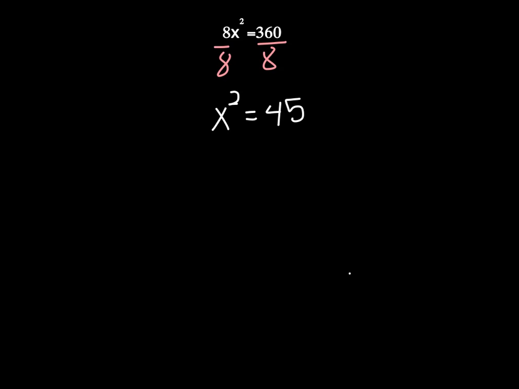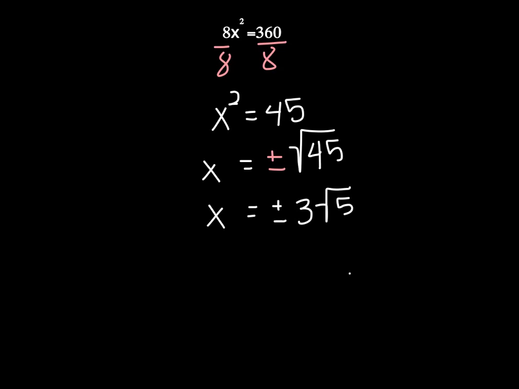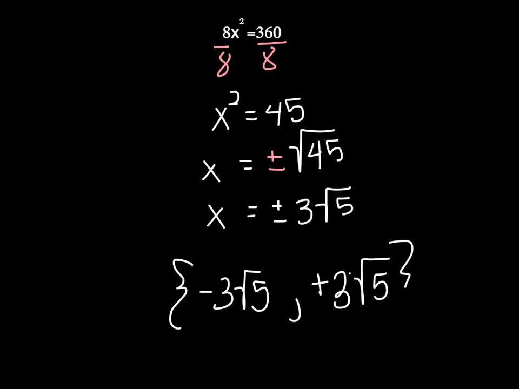Now I'm going to take the square root of both sides. So x is equal to the positive and negative square root of 45. Now we need to simplify the square root of 45. So the square root of 45 is going to be the positive and negative 3 times the square root of 5. So I have two answers. My answer is the negative 3 square root of 5 and positive 3 square root of 5. That's my answer. And this right here is in set notation.